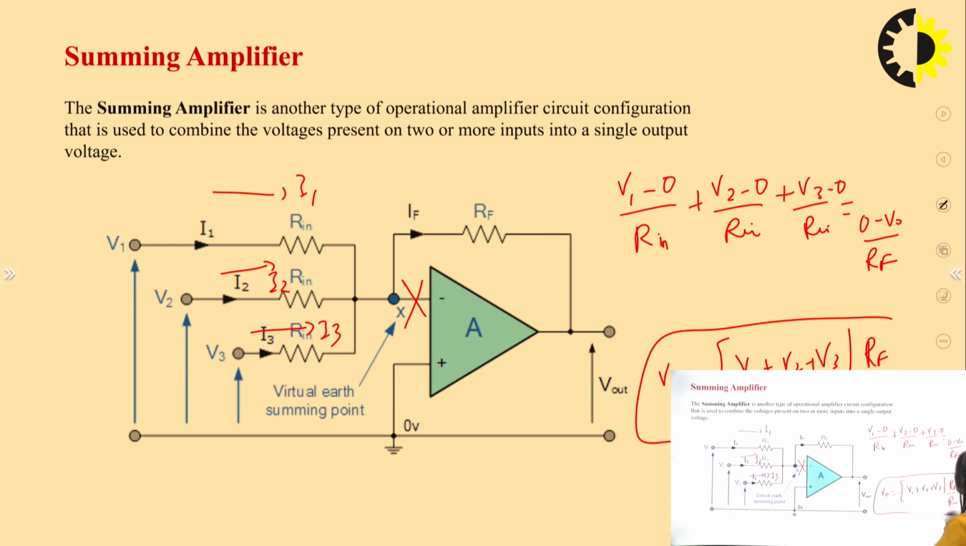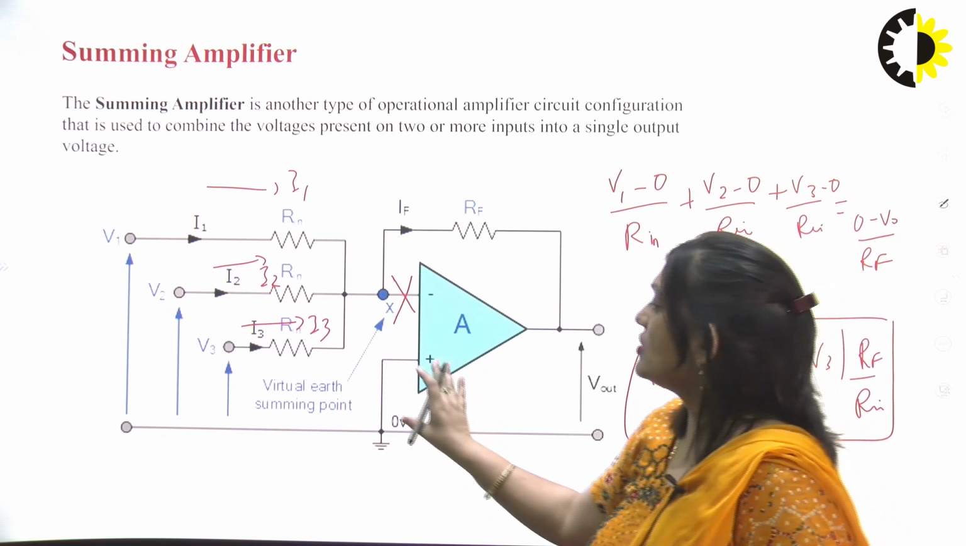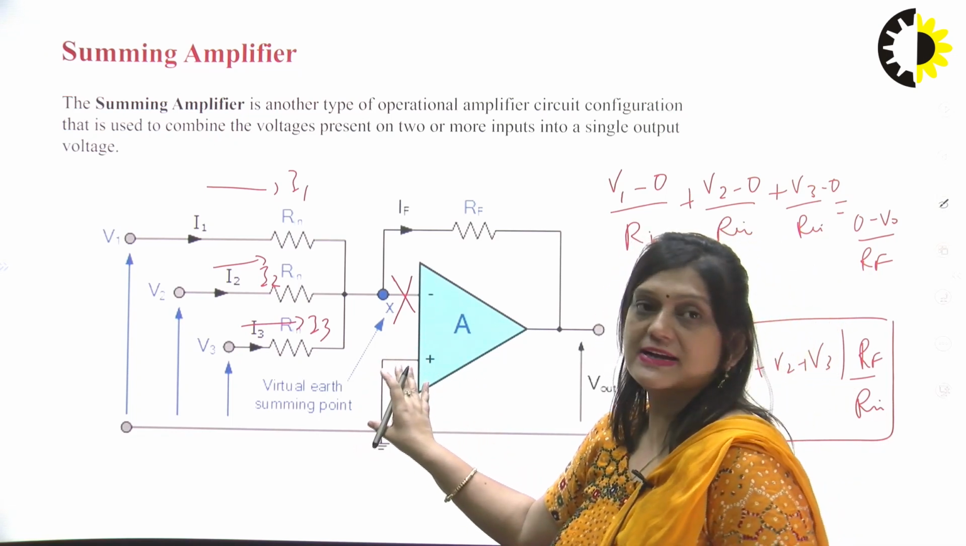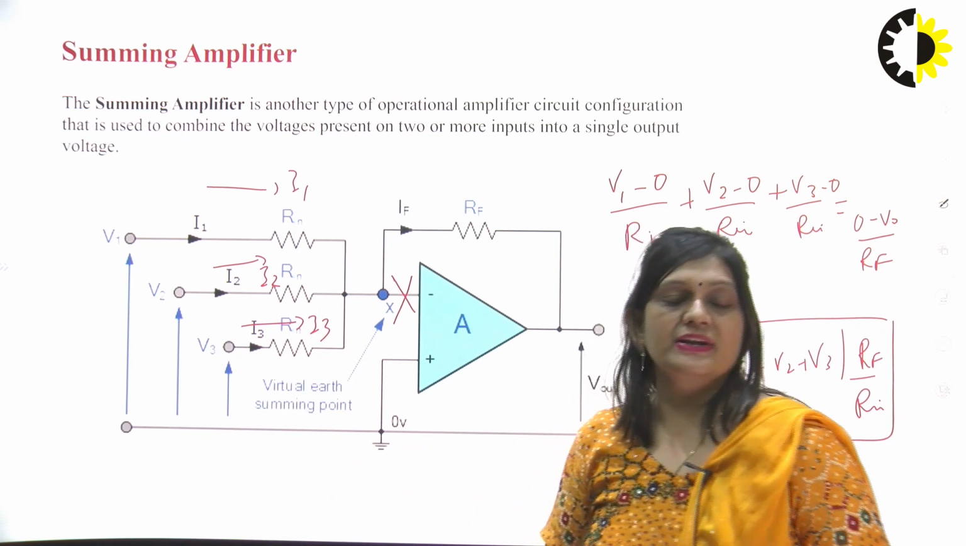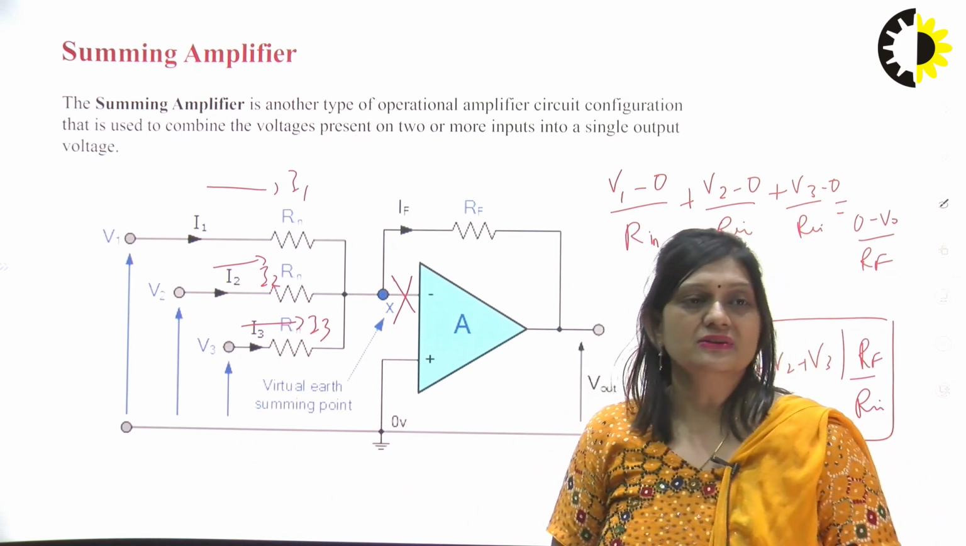So this is the final output in case of an inverting adder, and similarly we can also find it for the non-inverting adder. Non-inverting adder means we apply all the input voltages at the plus terminal and the negative terminal is grounded. This non-inverting adder we will discuss in the next lecture. Thank you.